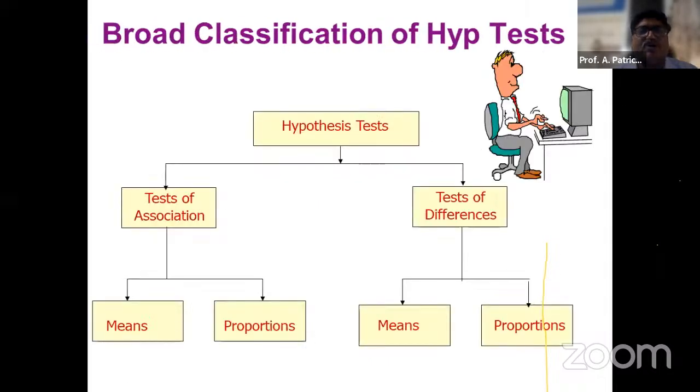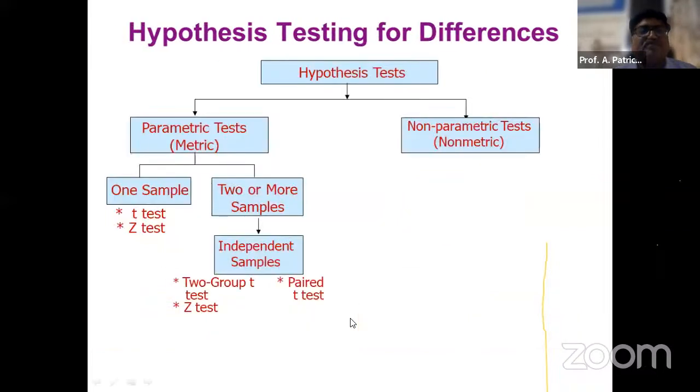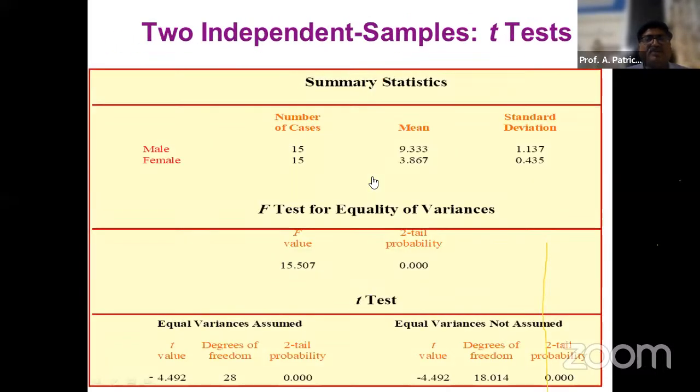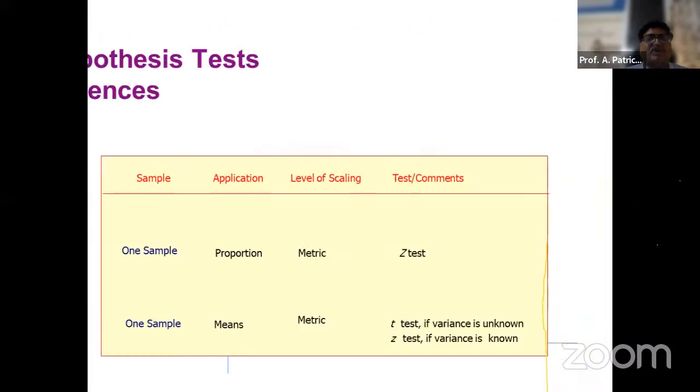I don't want to go into more detail on what tests of association and tests of differences are. In both, you get proportions. And again, a small summary on what parametric and non-parametric are. For parametric, we have one-sample and two-sample t-tests and z-tests. For independent samples, we have a two-group or two-sample t-test, and we have a paired t-test. For non-parametric, there is a whole lot of tests available. These are also some examples that you have there.